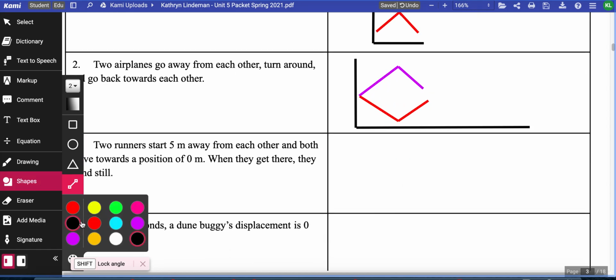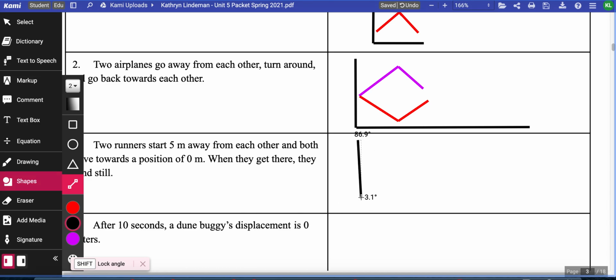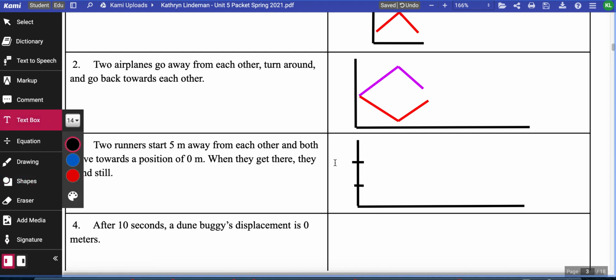All right, so for this next one, now we have some numbers. So I do need to add some sort of an axis here. They start 5 meters away from each other and both run towards position 0. Once they get there, they stand still. Okay, so I'm just going to do some random lines here, and I need to add in some numbers.